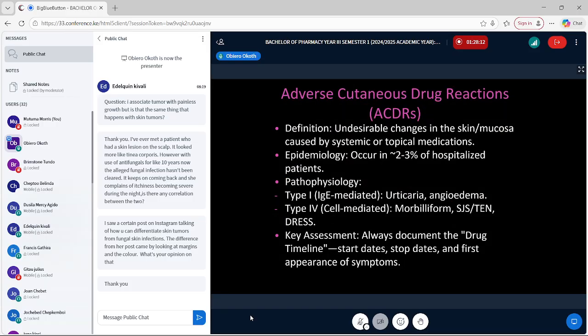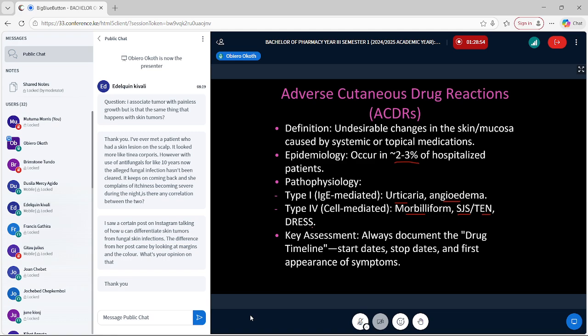Finally, we have adverse cutaneous drug reactions, which are changes in the skin and mucosa caused by either systemic or topical medication. This is common. We'll see it a lot. It could either be a type 1 IgE-mediated pathology like urticaria or angioedema, or a type 4 cell-mediated reaction like morbilliform or scarlatiniform exanthemas, SJS/TEN, this one you have discussed, or what we call drug reaction with eosinophilia and systemic symptoms, or systemic syndrome, DRESS.